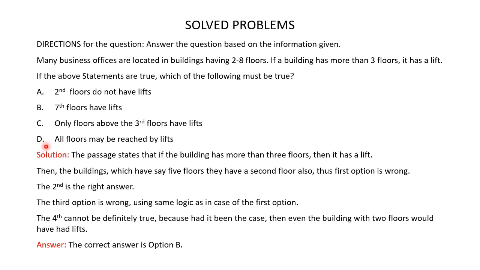Look at option D. All floors may be reached by lifts. Now this option is definitely not true because had it been the case, then even the buildings with 2 floors would have had lifts. So clearly here you can see that only option B is true. So the correct answer is option B.